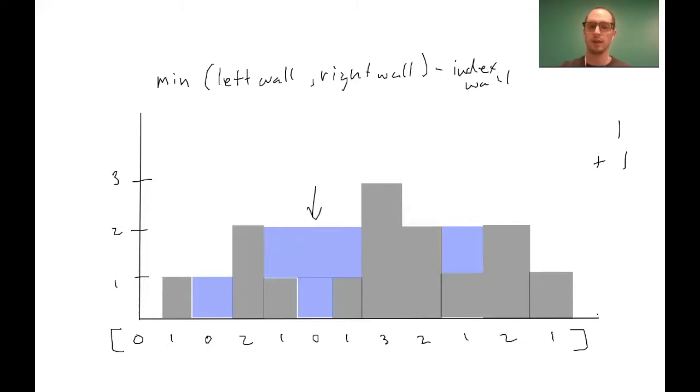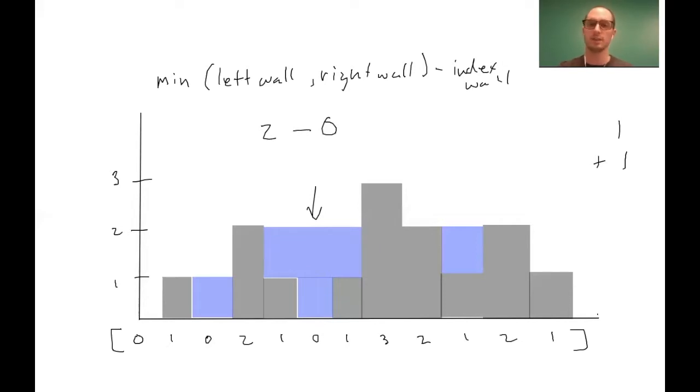What about this spot right here? Max wall to the left, that's 2. Max wall to the right, that's 3. So what's the minimum of that? It's 2. Now we just need to subtract its own wall at its own index. Well, that's 0.